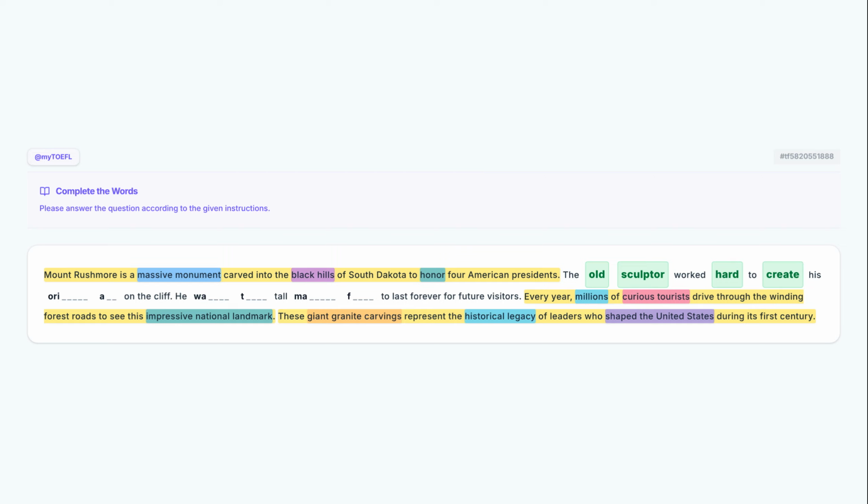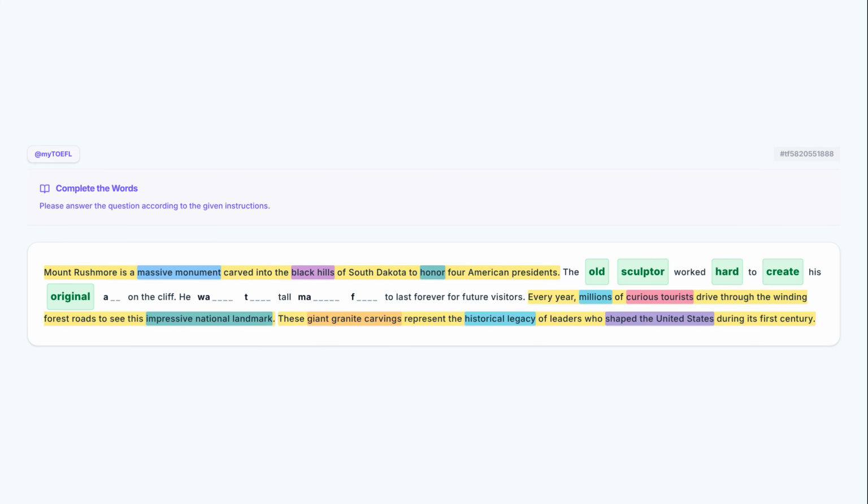The old sculptor worked hard to create his original. The text mentions that the monument was meant to honor specific presidents through a unique design. This implies the sculptor was working on his own first-hand, unique version of the project, so the correct answer is original. The old sculptor worked hard to create his original artwork. The passage refers to carvings and an impressive national landmark, which are types of creative expression. Therefore, the result of the sculptor's labor is a work of art.